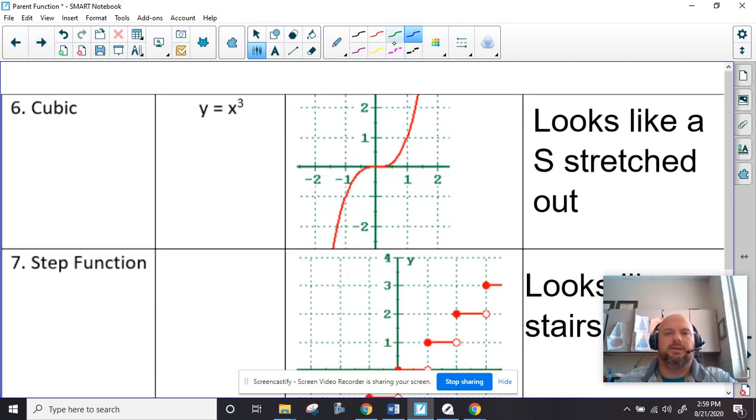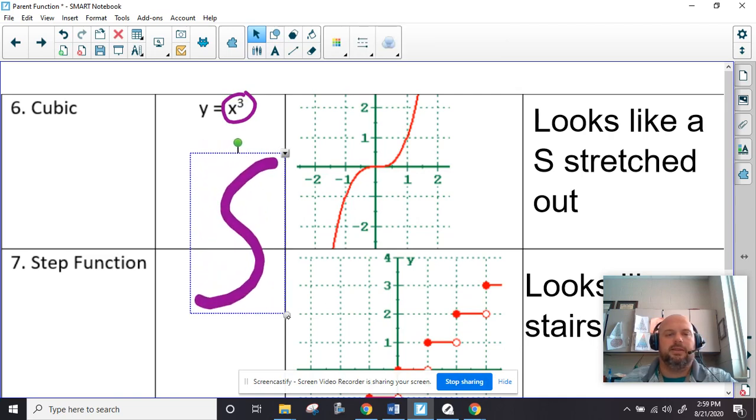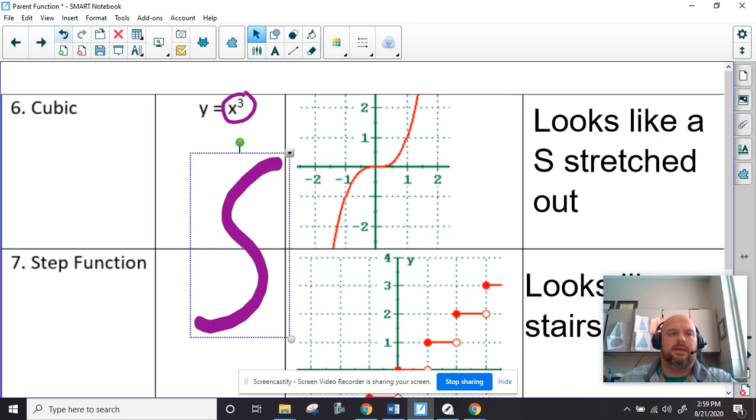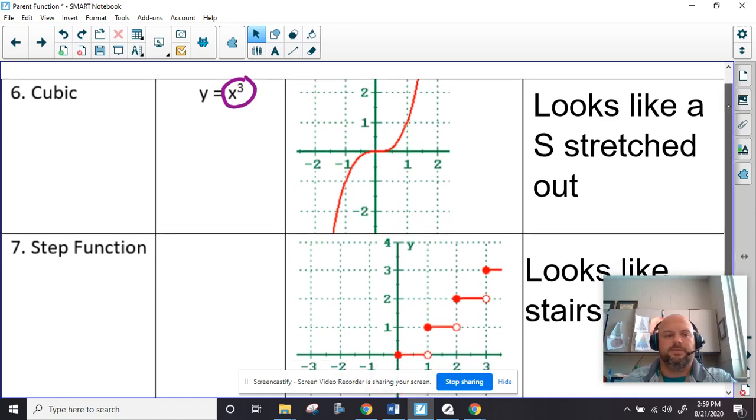All right, a cubic. That's because it's x cubed. I always said it looks like a stretched out S. Some people said it looks like a little slithery snake. I just think it looks like somebody took an S and just kind of stretched it out. That's just how I remember it in my mind. You may want to write something else to help you.